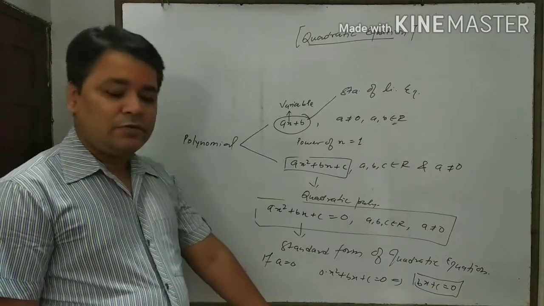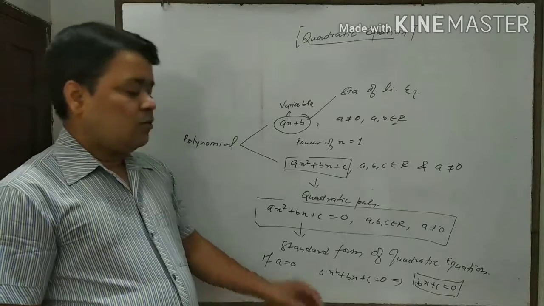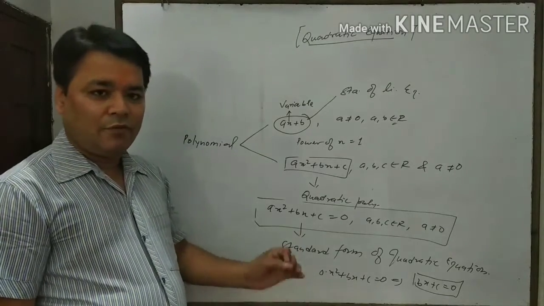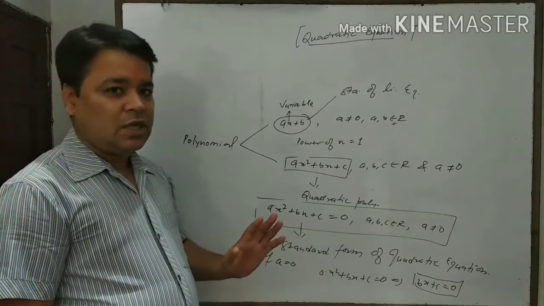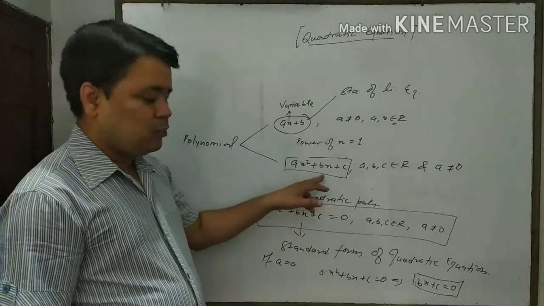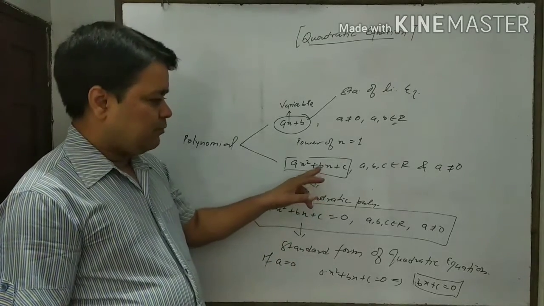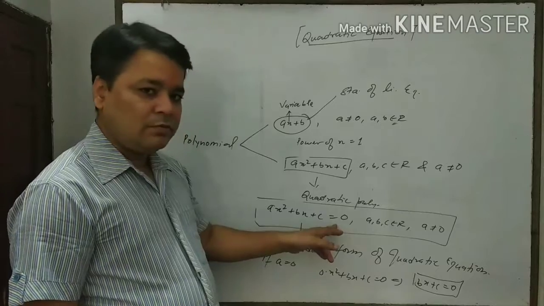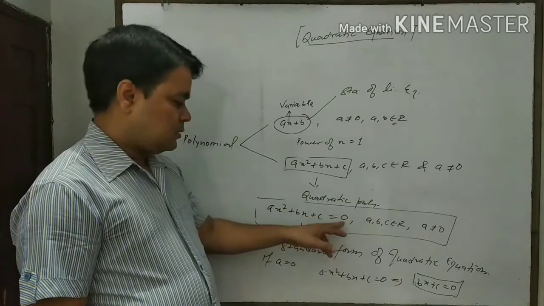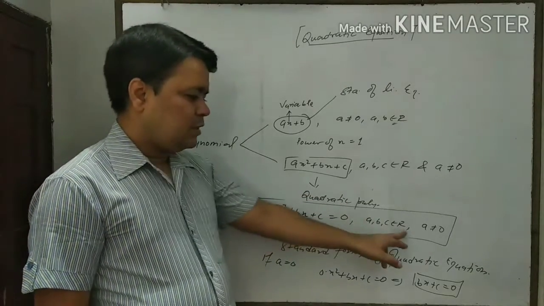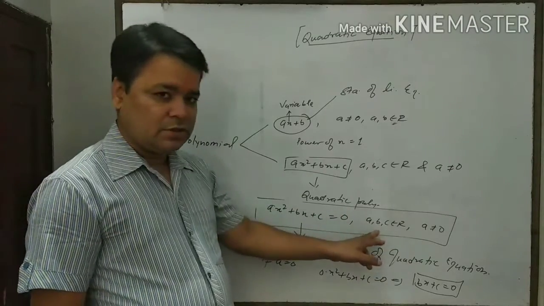Therefore, you should try to understand first what the standard form of the quadratic equation is. So first of all, you should understand the quadratic polynomial. But when its value is equal to 0, then it will be in the form of a quadratic equation.